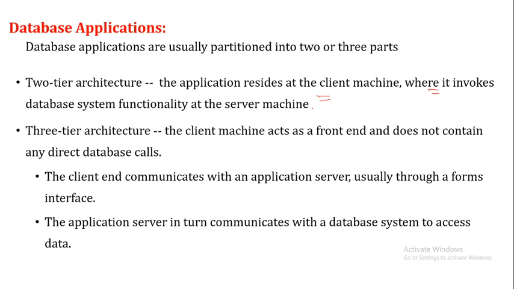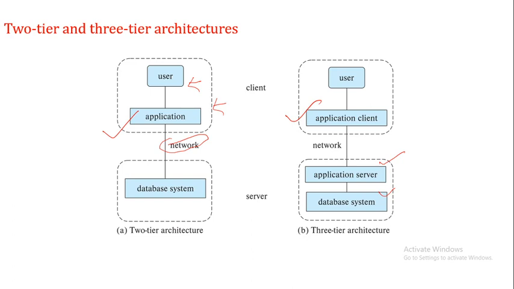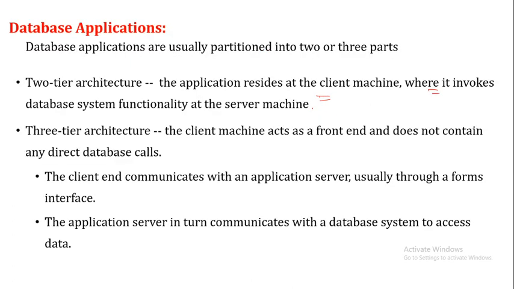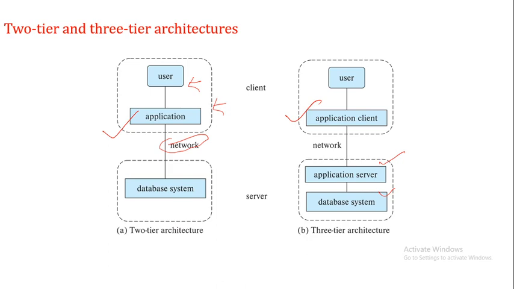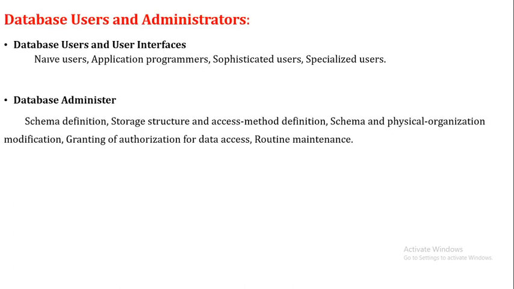In case of a three-tier architecture, the client machine acts as simply a front end, and does not contain any direct database calls. The client end communicates with the application server through the use of interfaces, and the application server in turn communicates with the database system to access the data required by the client. This is all about the basic application model of your database. Nowadays this three-tier architecture is widely followed. There are very few places where we use the two-tier architecture.